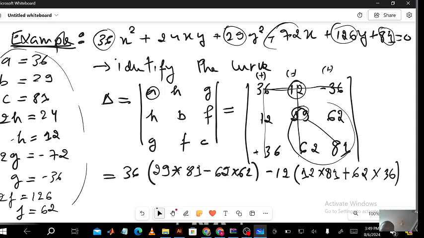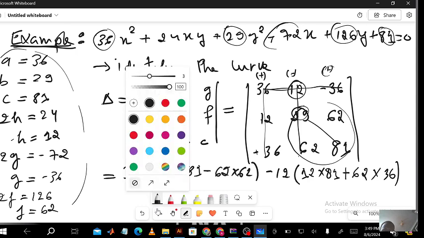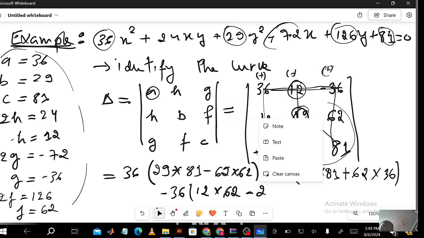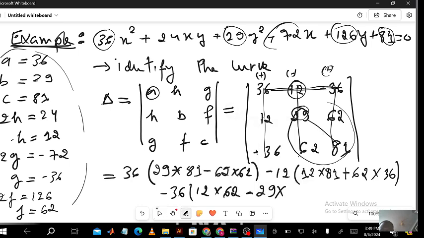It's going to be 36 plus, since here it is plus, and this minus is going to give us minus. So I will have minus 36 times the remaining part. I close this column and this row. What am I left with? 12 multiplied by 62 minus 29 multiplied by this minus, and the minus from the formula becomes plus 36. So I determine the value of delta.